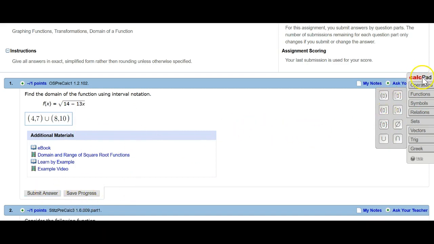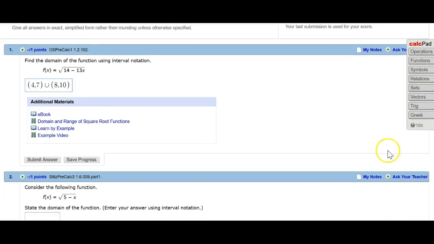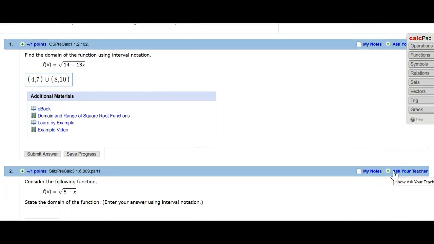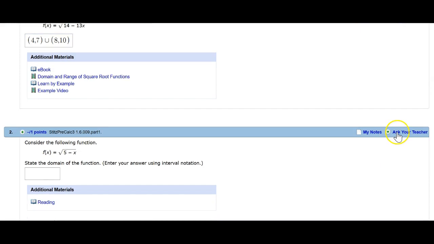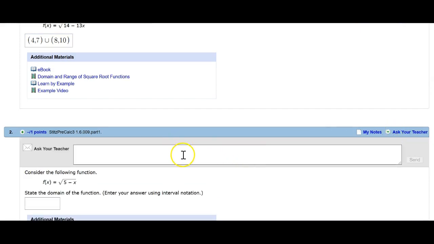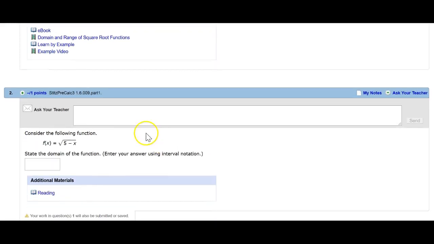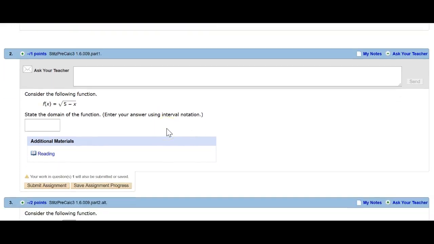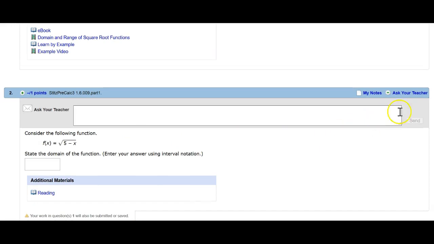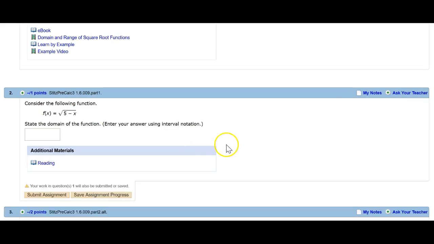Notice that I can get rid of that calc pad by clicking on it. And there's this ask your teacher feature. If you use that, that will send me a message through Webassign, and it will point to the particular question you're on, so I can go directly to the question you have. So that's kind of a cool function.